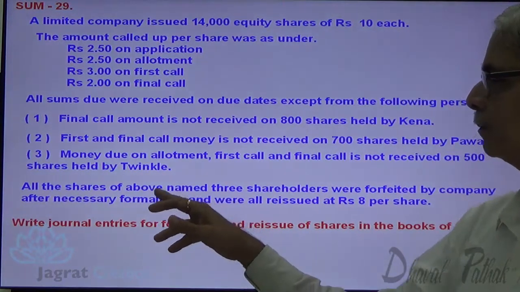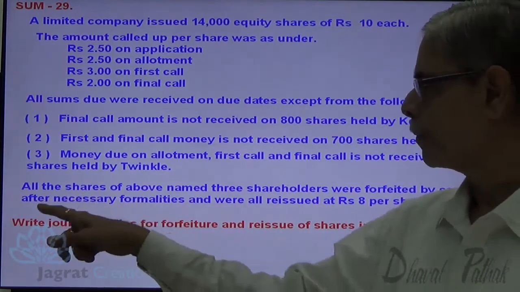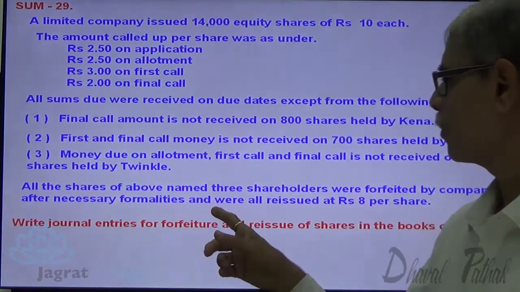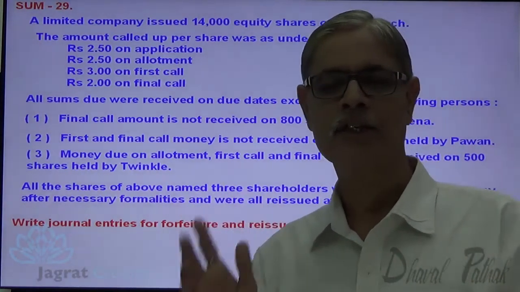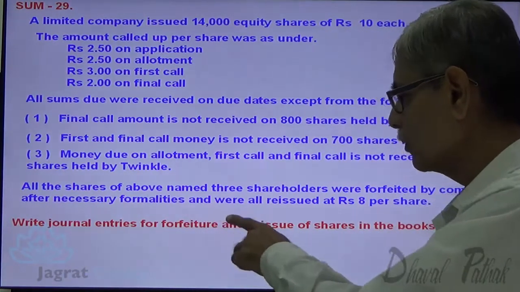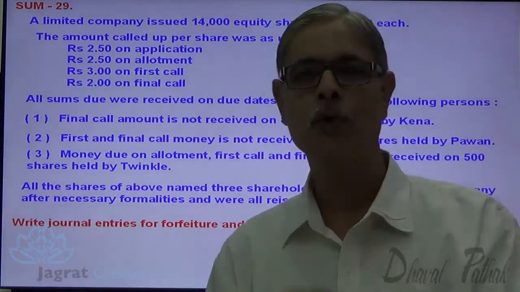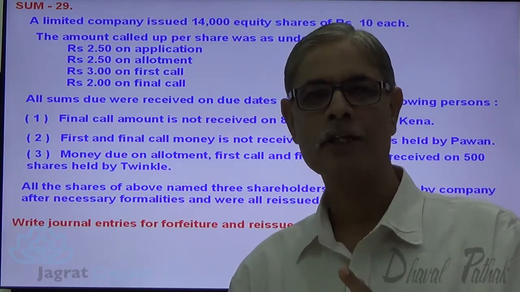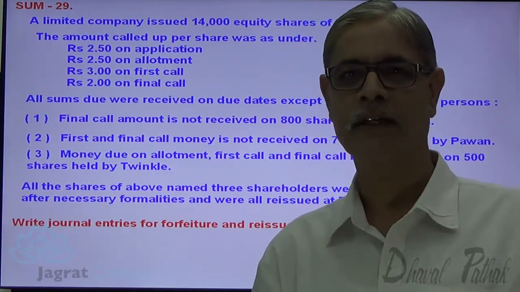All the shares of above named three shareholders were forfeited by the company after necessary formalities. So all these shares are forfeited and were all reissued at ₹8 per share. Write journal entries for forfeiture and reissue of shares in the books of company. So you are required to write down entry for forfeiture, reissue and transfer to capital reserve. These are the three entries that you are required to write.